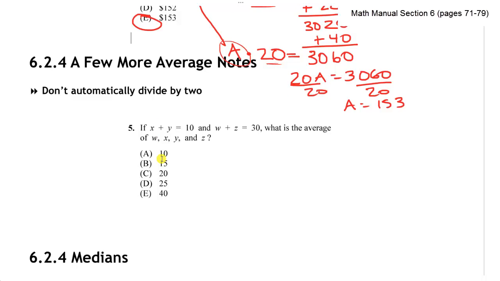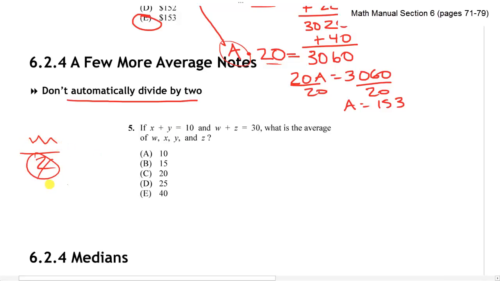Now, a couple of other average notes, getting away from ANT slightly here. You've got to be careful of automatically dividing by 2 on average questions. ETS sometimes sets up questions to make you think that you need to add a bunch of things and divide by 2, but that 2 might not actually be the number of things that you're dealing with. So number 5, you might want to pause the video and try it on your own.